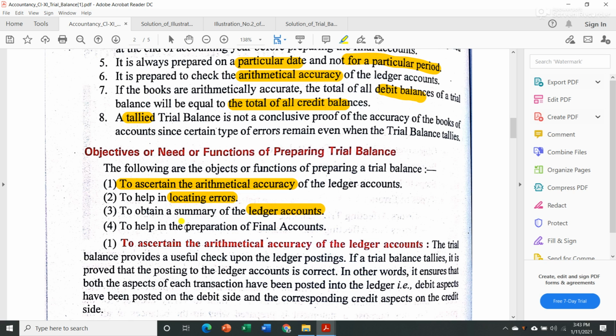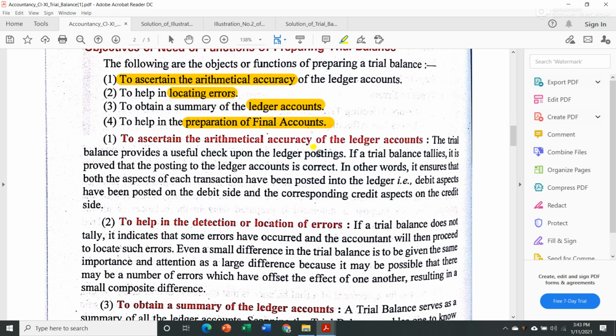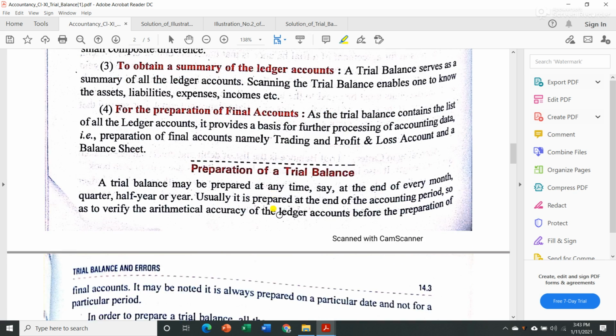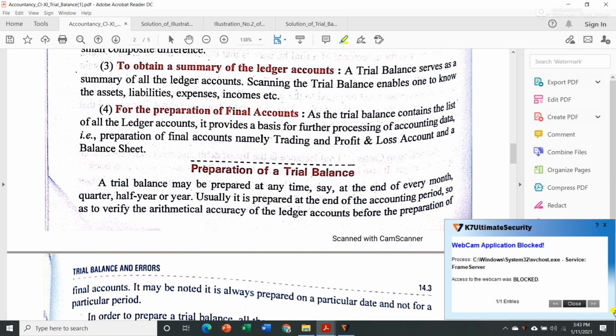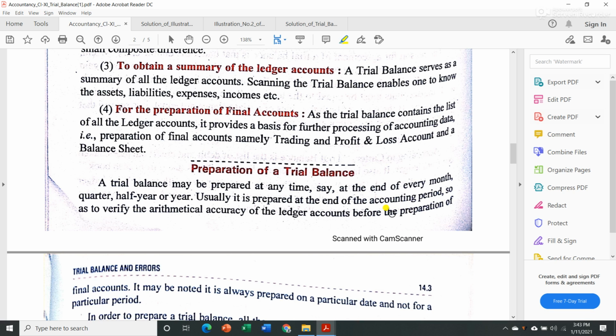Then trial balance helps in preparing final accounts. Now you can read in detail all these objectives. Okay, now let us see how to prepare a trial balance. A trial balance may be prepared at any time, like at the end of the year, end of the month, end of the quarter, half yearly or yearly.